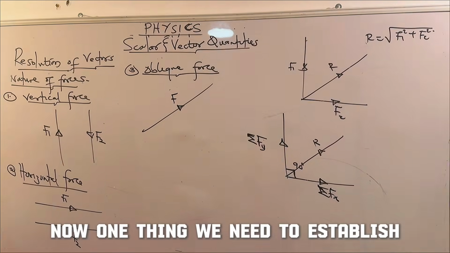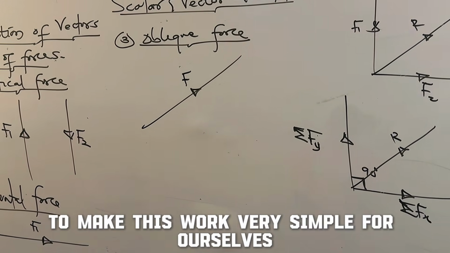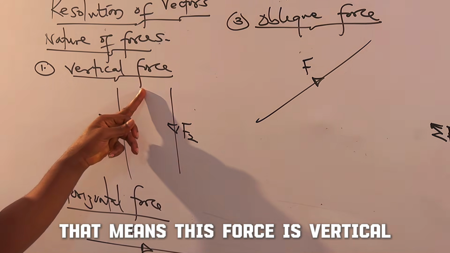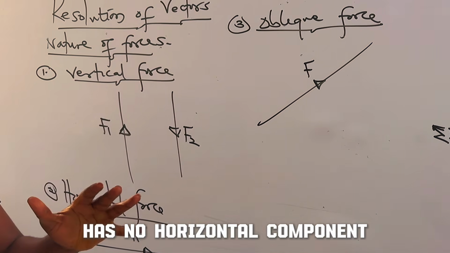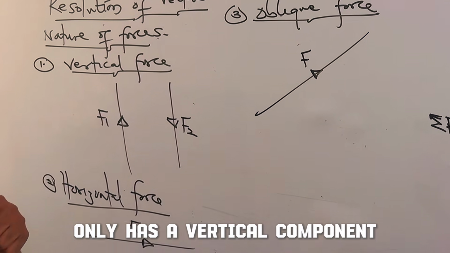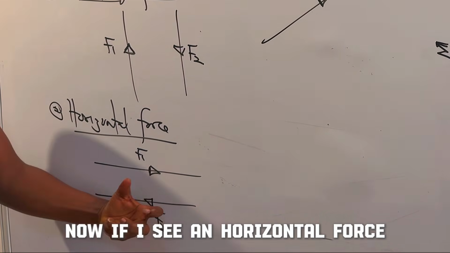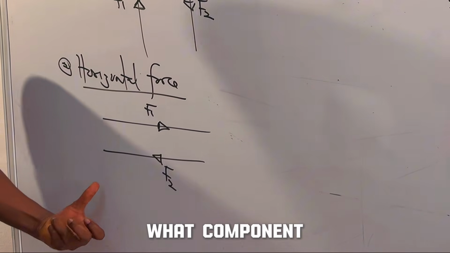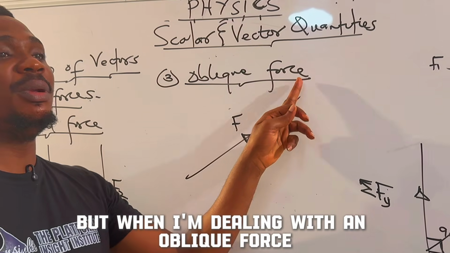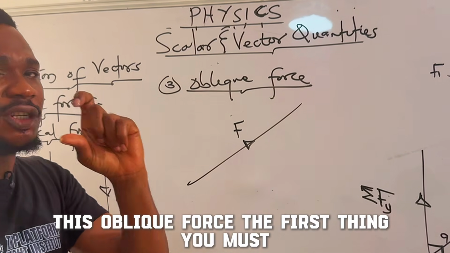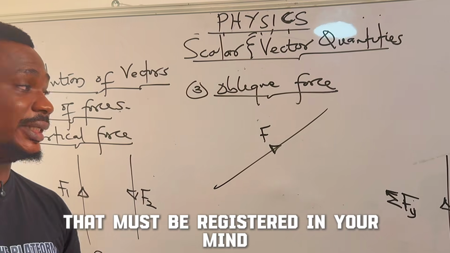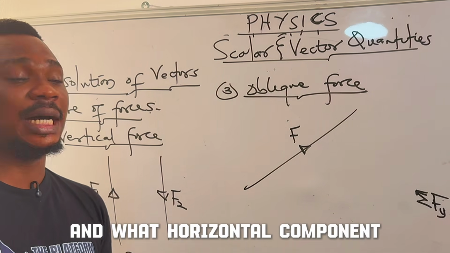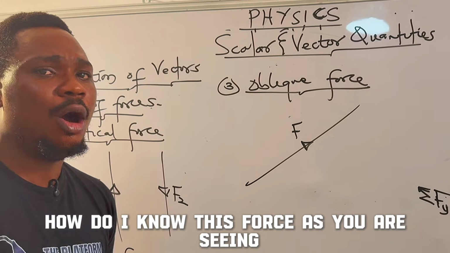Now, one thing we need to establish to make this work very simple for ourselves is that when I say a vertical force, that means this force is vertical, has no horizontal component, it only has a vertical component. If I say a horizontal force, that means this force is horizontal, has no vertical part, it only has a horizontal what? Component. But when I'm dealing with an oblique force, the first thing that must be registered in your mind is that it has two components. It has both vertical components and what? Horizontal components.